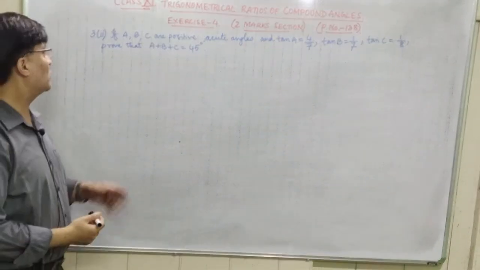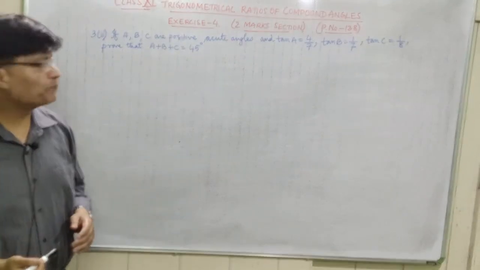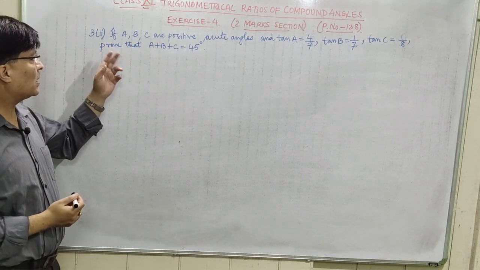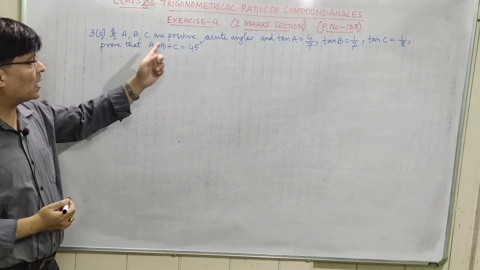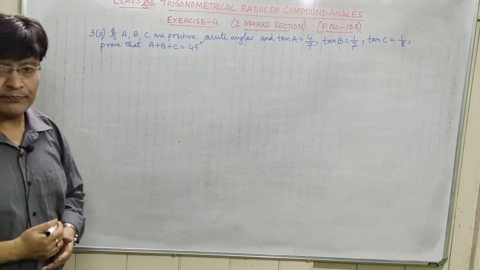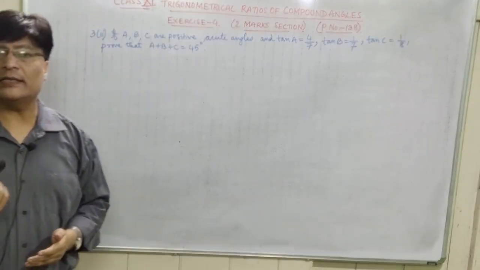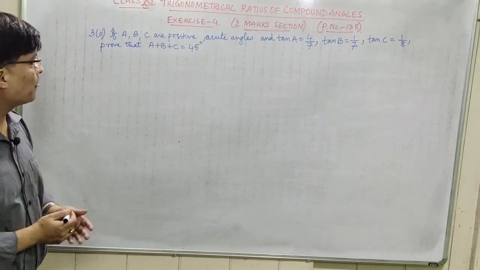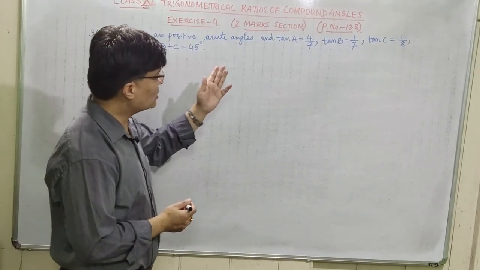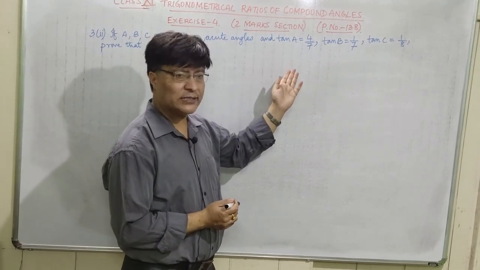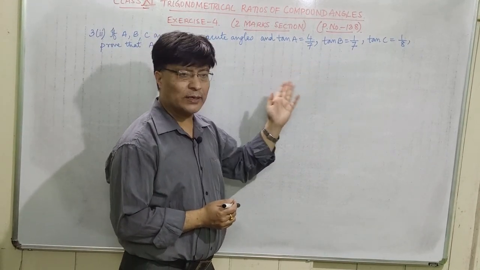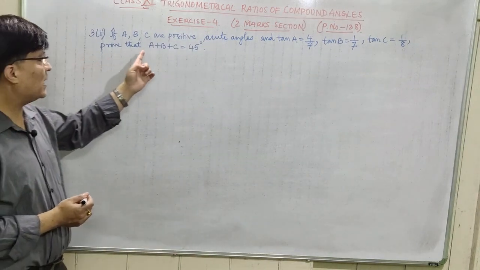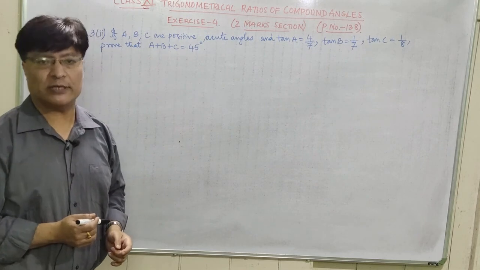Now we'll do the next question, that is 3 number 2. Here it is given that if capital A, capital B, capital C are positive acute angles, that means all the angles lie in the first quadrant, and in the first quadrant all the trigonometrical ratios are positive. Also it is given that tan A is equal to 4 by 7, tan B is equal to 1 by 7, tan C is equal to 1 by 8. You have to prove that A plus B plus C is equal to 45 degree.